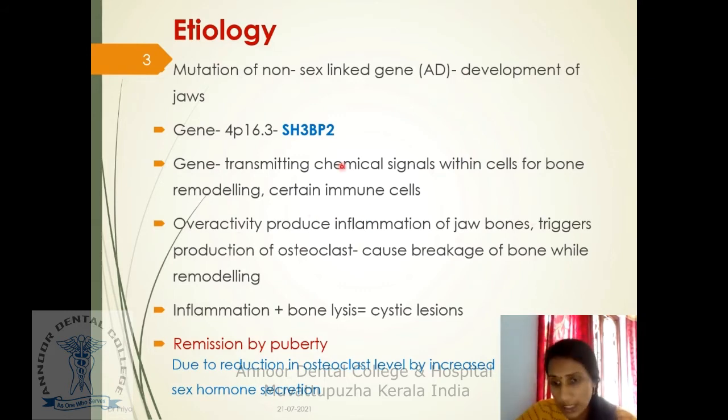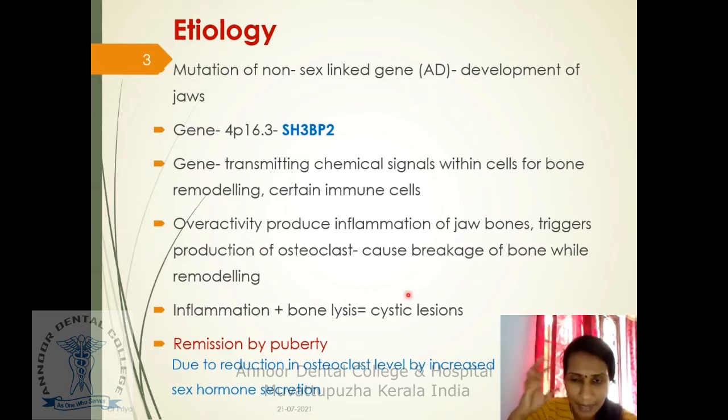So this is basically what is happening here. There is excessive inflammation, and the excessive inflammation will trigger osteoclast production. So osteoclasts will be more, and since osteoclasts are more, there is a lot of bone resorption happening. So it will cause breakage or resorption of the bone when it is undergoing remodeling. Both these processes together, an inflammatory process co-added with bone destruction or resorption of bone, will produce cystic lesions within the jawbone.